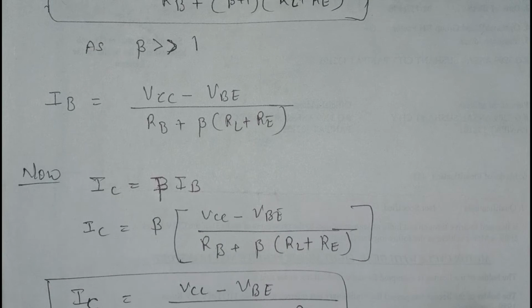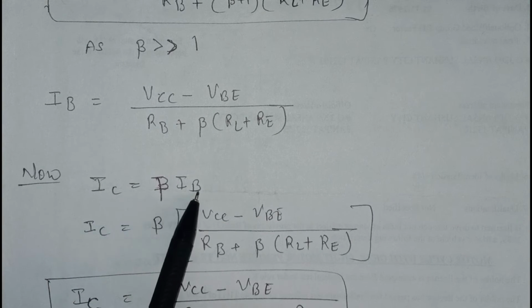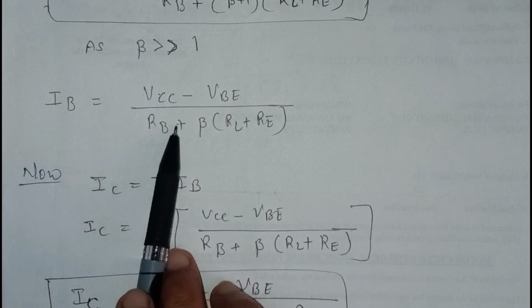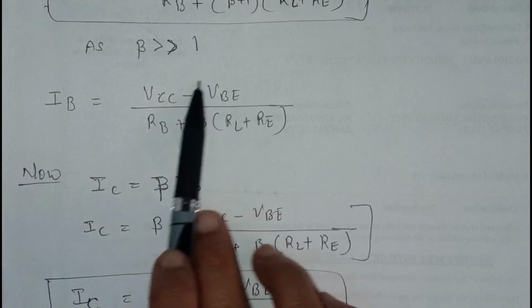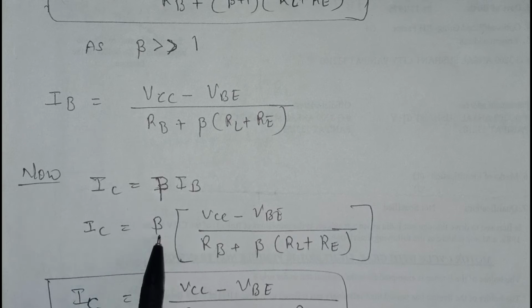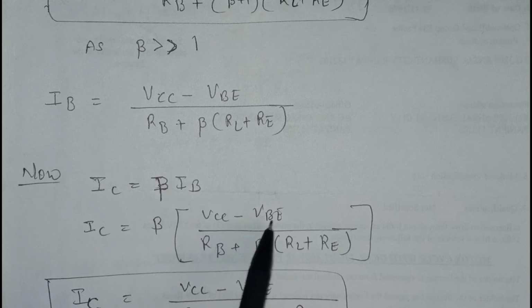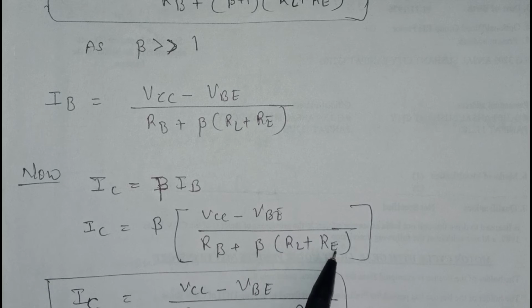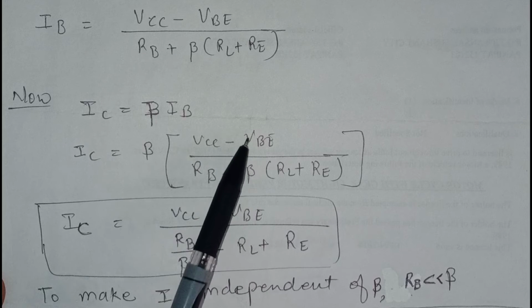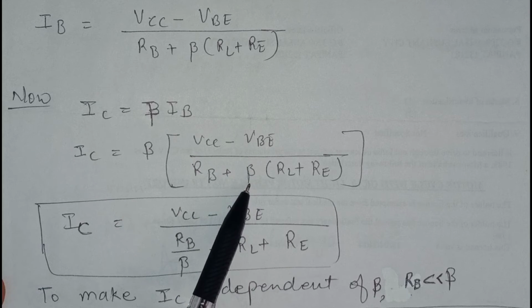Now we will find out the equation for IC. As we know, IC equals to beta IB. Now we will put the value of IB here. So the value of IB we have derived earlier. We will put this value of IB here. So the equation for IC will be IC equals to beta VCC minus VBE upon RB plus beta RL plus RE. Same value here. Now we will divide the numerator and denominator by beta.